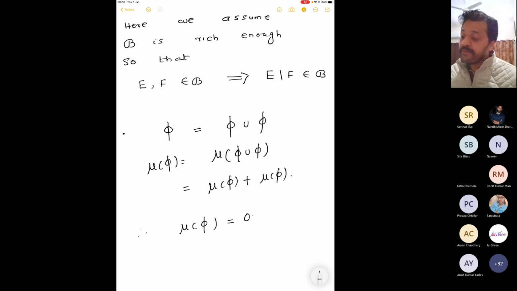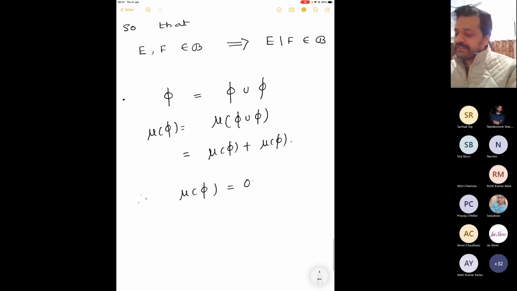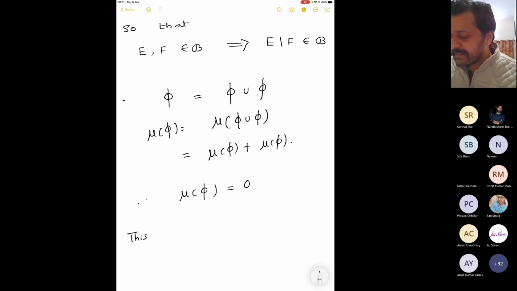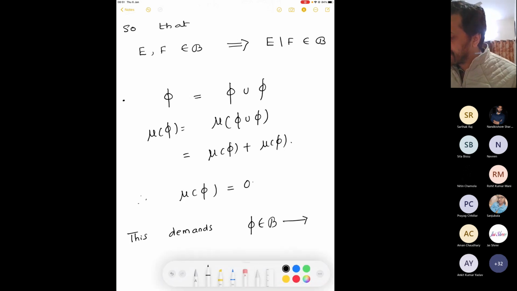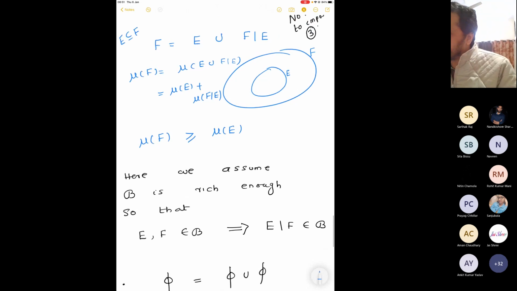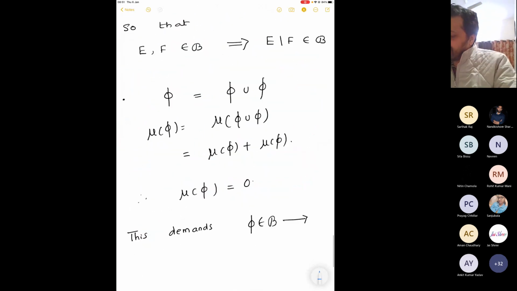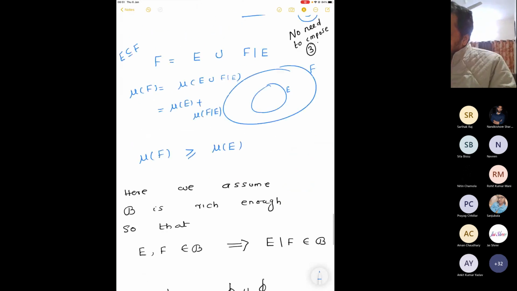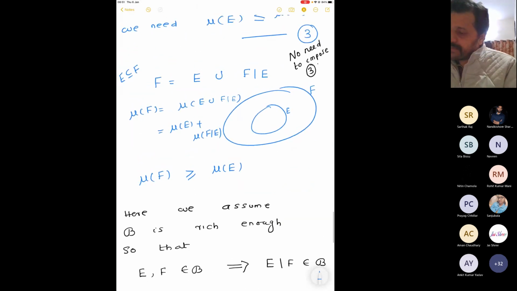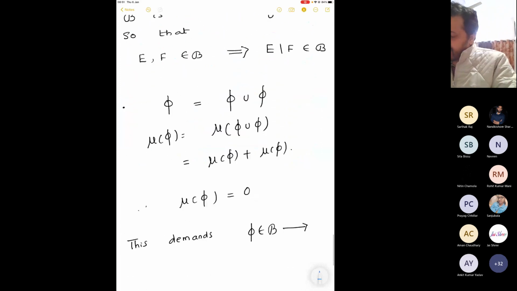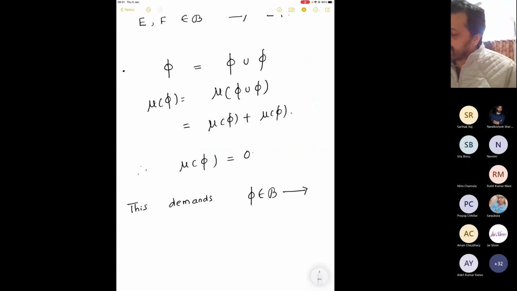But if you want to talk about mu of null set, the null set should be in B. So this demands that the null set is in B. This I will put as 3 dash, for instance. I lost track of the number. So this demands the null set is in B. Let us put 3 dash.